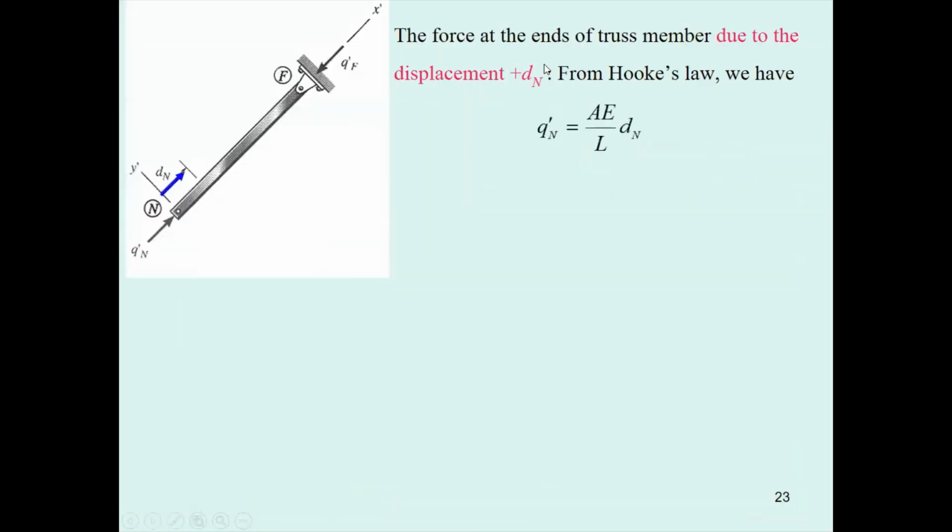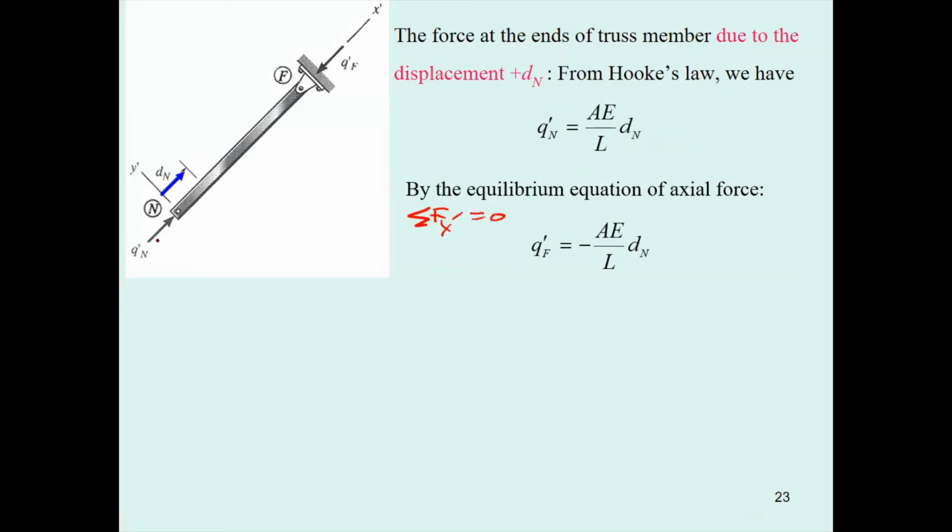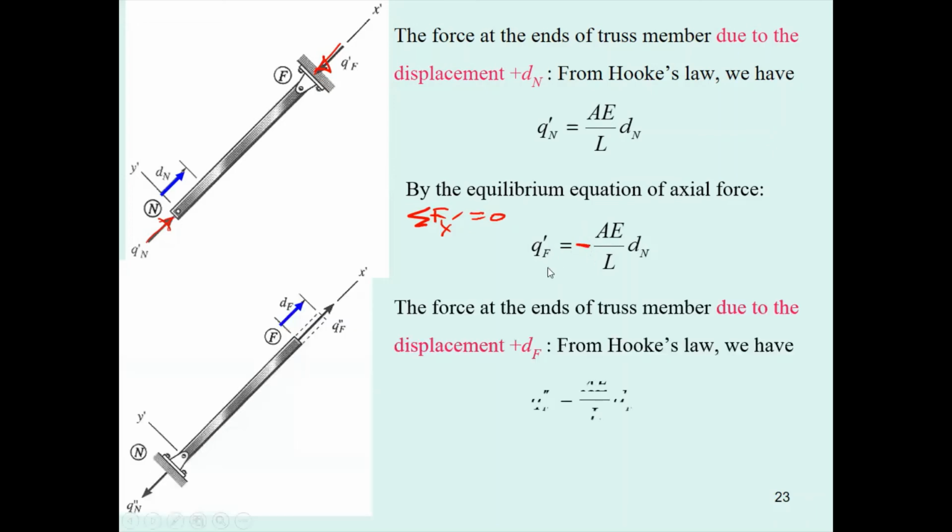The first one, the Q prime at the near end, follow that, and then the Q sub F prime. How is it determined? Just the summation of forces in x prime equals 0. When you know this force, you will know the force in the opposite direction. The same also applies for the far end.